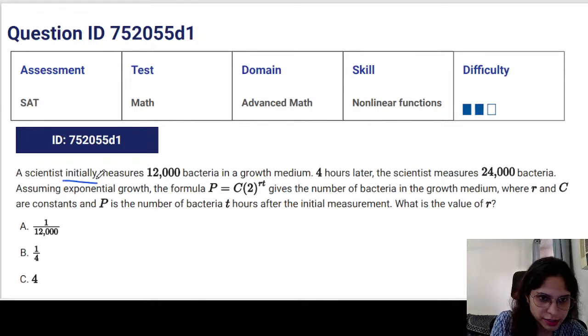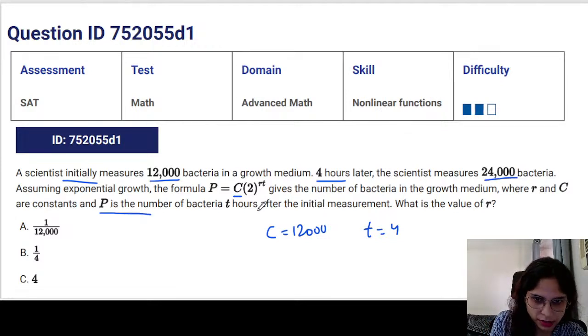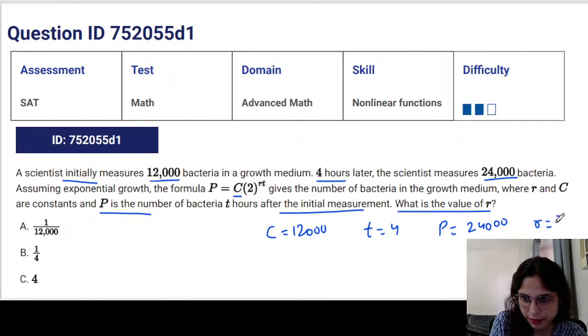From this, initial is 12,000, that means this C is going to be 12,000. Four hours later, that means the value of T is going to be 4. And measures 24,000 bacteria. P is the number of bacteria after the initial measurement. So the value of P is 24,000. And they want to know what is the value of R.